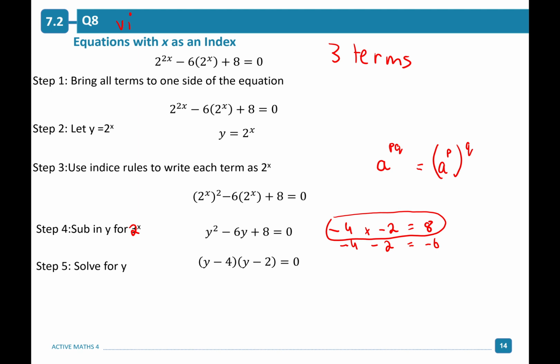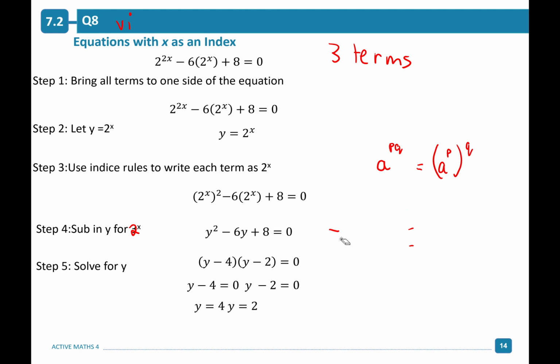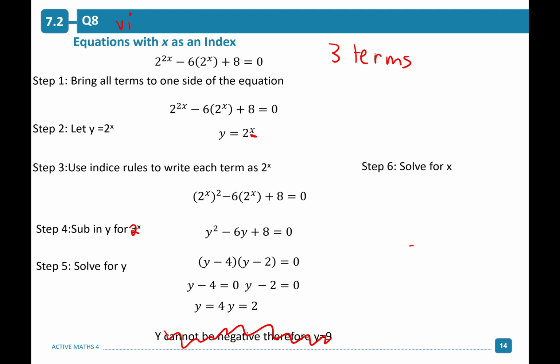From here we want to solve for y. So we put both brackets equal to 0 and we find our values of y. y is equal to 4 and y is equal to 2. Now, don't forget what you're trying to do here. You are trying to solve for x. Sorry guys, this shows from the last question. So from here, to solve for x, we know that y is equal to 2 to the power of x. So substitute in your values for y and solve for x.